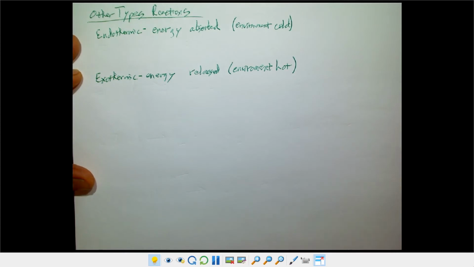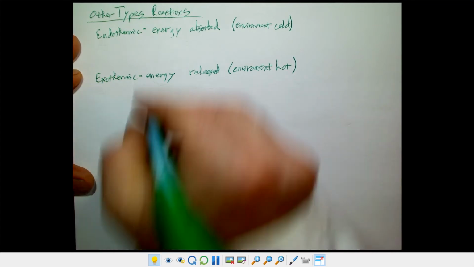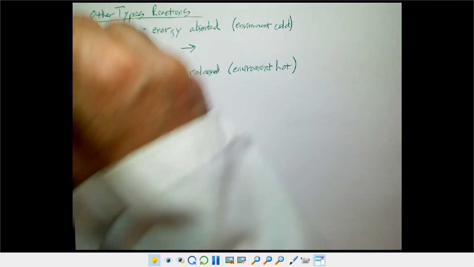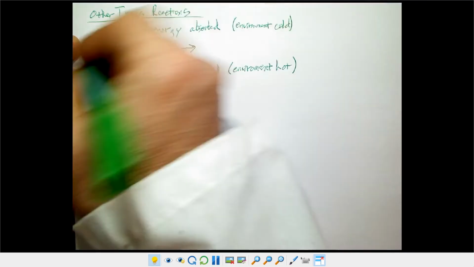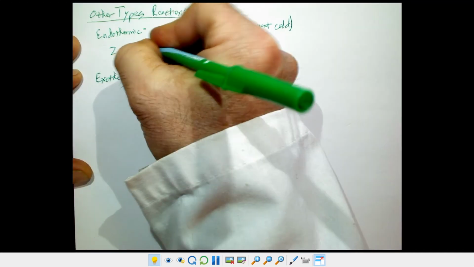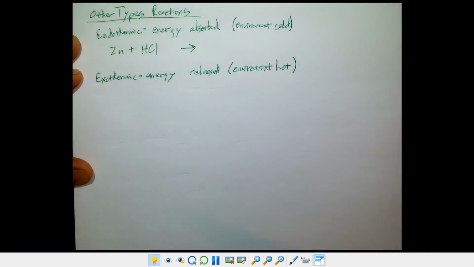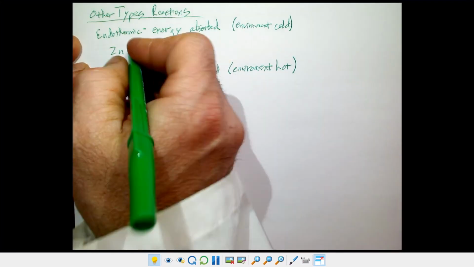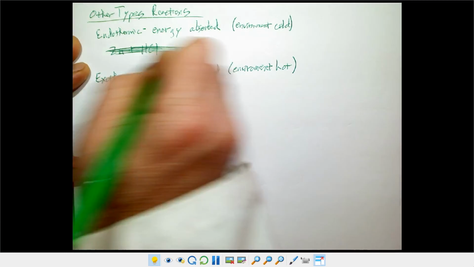So how do you signify whether something's endo or exothermic? Well, you could take, for example, zinc metal, and you could react it with hydrochloric acid. So we'll do a single replacement reaction here, but, no, this wouldn't be a good endothermic one. This would be a good exothermic one.